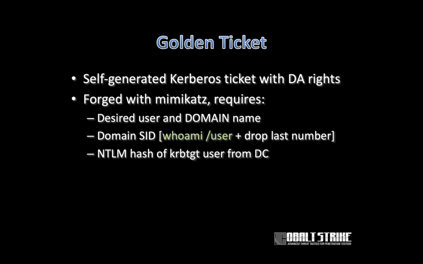From the context of a domain user, do whoami /user with beacon's run command, and that will give you back the user's SID. Drop the last number in that sequence, they're separated by dashes, and you will have the domain SID. You also need the secret that is used by the domain controller to encrypt ticket granting tickets, and that is the NTLM hash of the krbtgt user. You can get this with the dcsync command or by running hashdump on a domain controller.